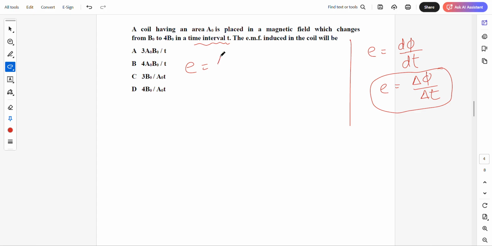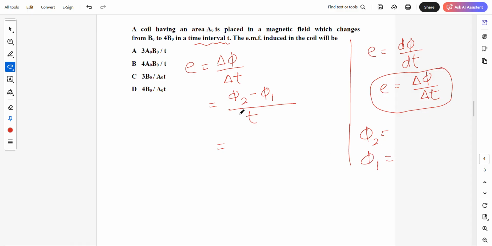Since a time interval t is given, E is equal to delta phi by delta t, which is phi 2 minus phi 1 by t. They have given the field which changes from B0 to 4B0. What is the initial value and what is the final value?